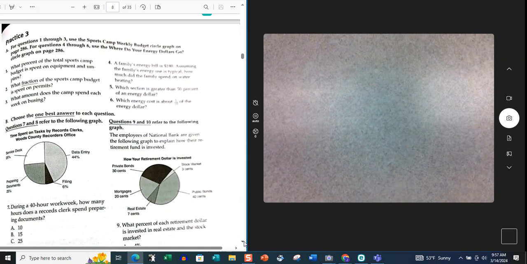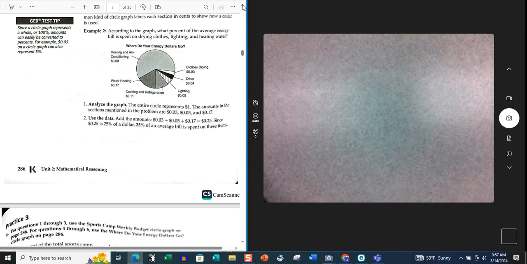It says here for questions 1 through 3. Use the sports camp weekly budget circle graph on page 286. For questions 4 through 6, use the where do your energy dollars go circle graph on page 286. So number 1, what percent of the total sports camp budget is spent on equipment and umpires?